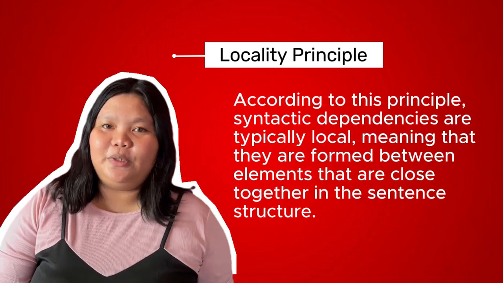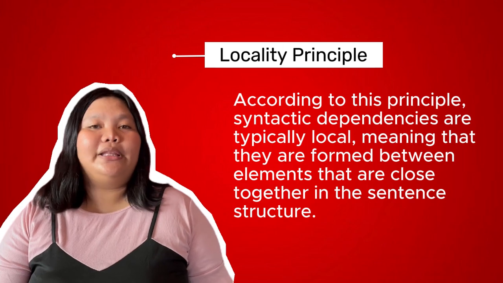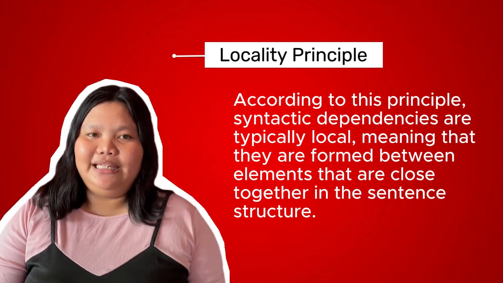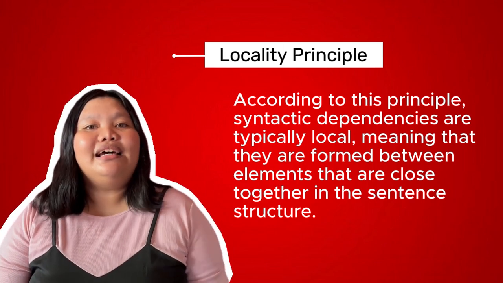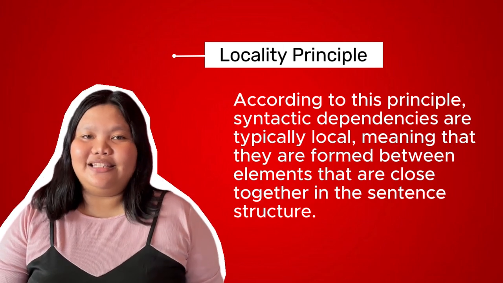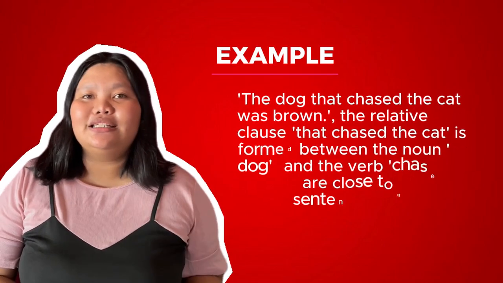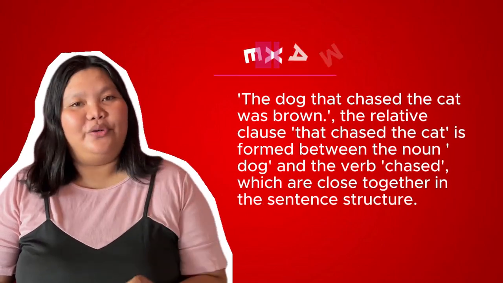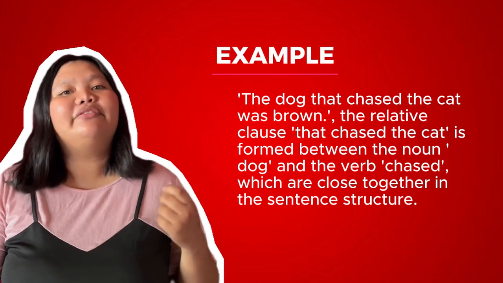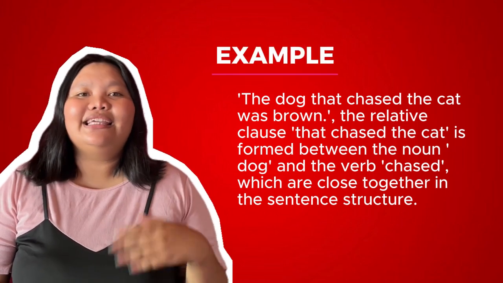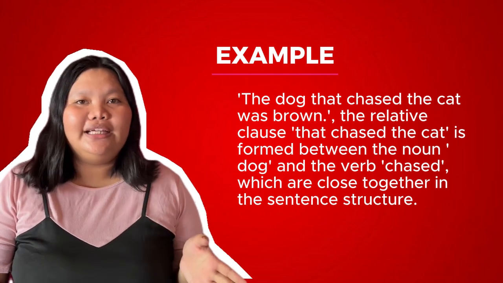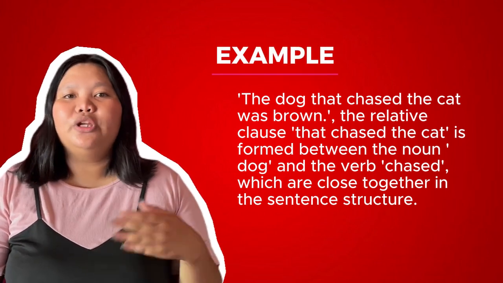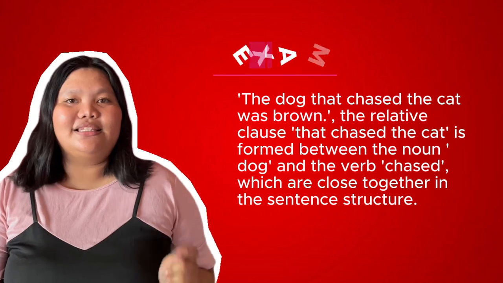According to this principle, syntactic dependencies are typically local, meaning they are formed between elements that are closer together in the sentence structure. I will be giving an example. For example, in the sentence, the dog that chased the cat was brown, the relative clause that chased the cat is formed between the noun the dog and the verb chased, which are close together in the sentence structure.